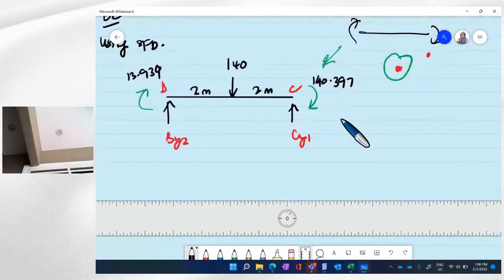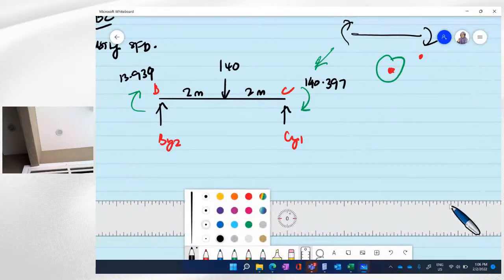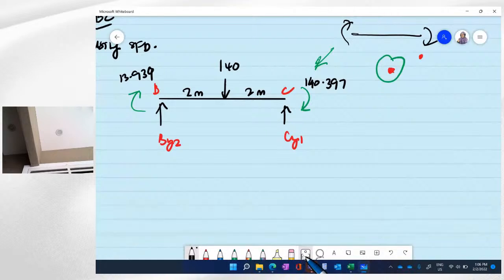Okay, so analyzing this, we will analyze this using static equilibrium. It is just like we analyze a simply supported beam. By taking moment at C, we can get BY2.